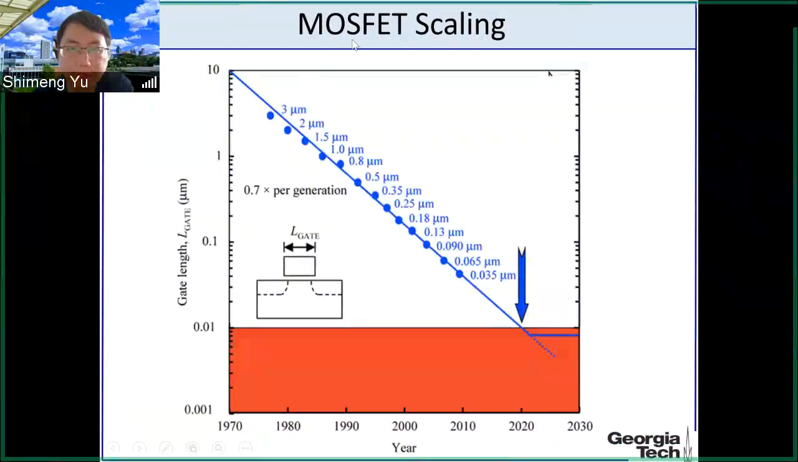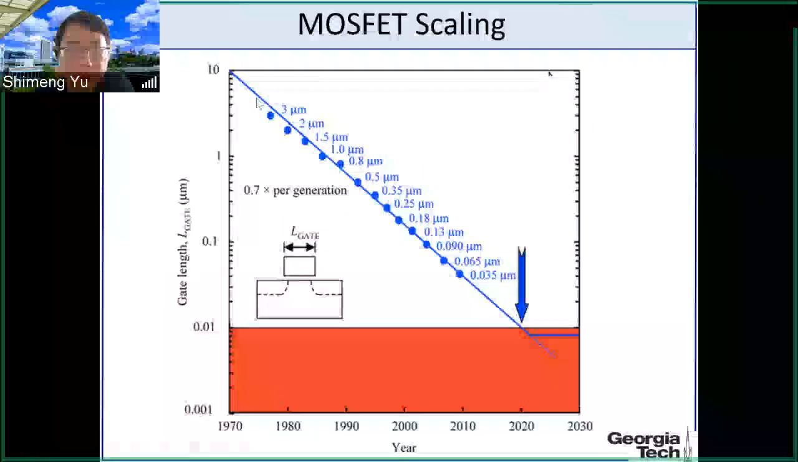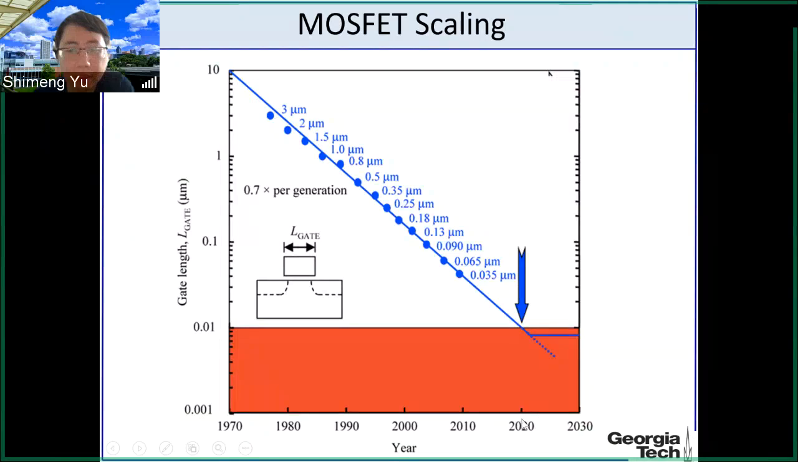Alright, so this is MOSFET scaling, and this is a historical trend from the 1970s to today. A few decades ago, for the transistor key dimension, we use the gate length L to represent the key feature size of the transistor. It started from micrometer scale and goes to today's 10 nanometer scale. Here this is 0.01 micrometer, so that is about 10 nanometer. This is an exponential scaling trend because this is a log scale.